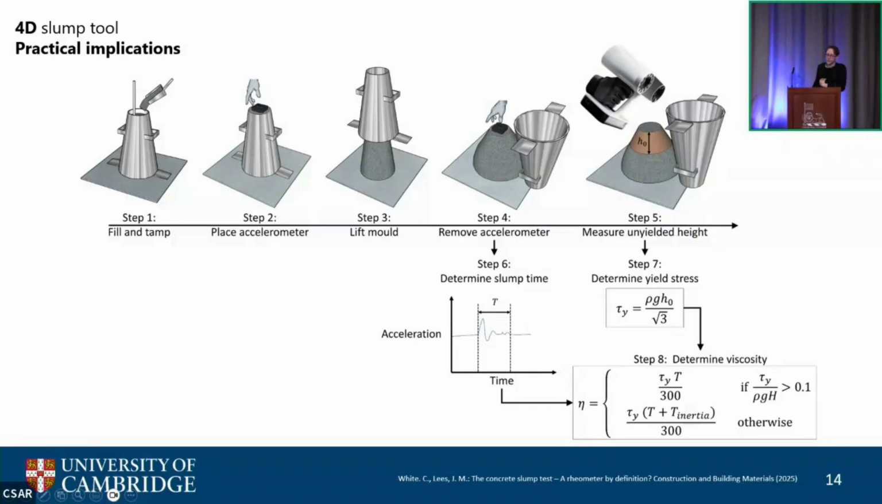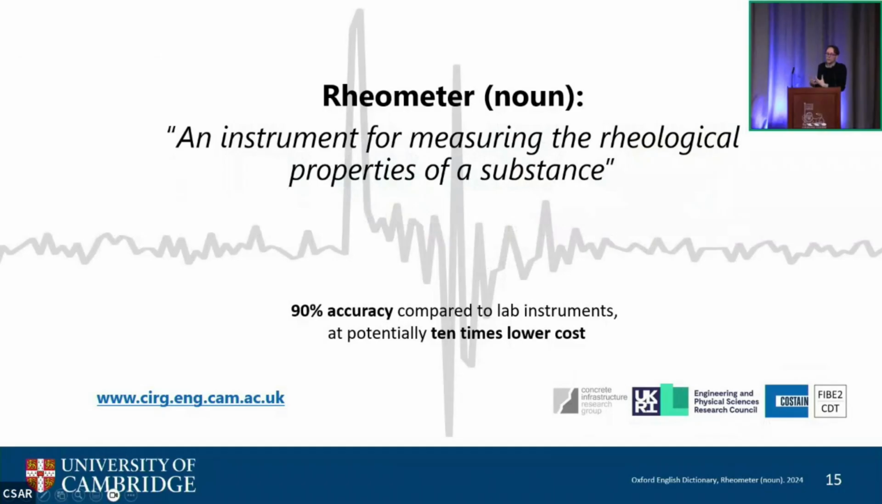So if I return to the definition that I said earlier, a rheometer is an instrument for measuring the rheological properties of a substance. With these digital additions to the standard test, I believe that for the first time, this very crude and simple test has been transformed into a rheometer which meets the standard definition that's been set out by others. And through various different testing that I've done, I found it to be 90% accurate compared to the very expensive and advanced lab instruments, but it's potentially 10 times cheaper, so it has much more propensity to be used on construction sites, and it's much more appropriate to that end.